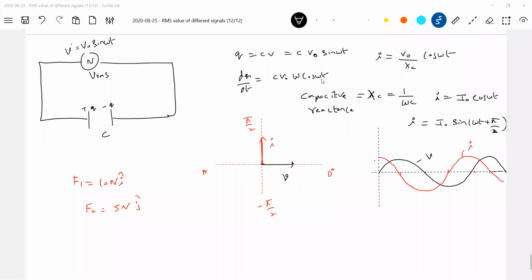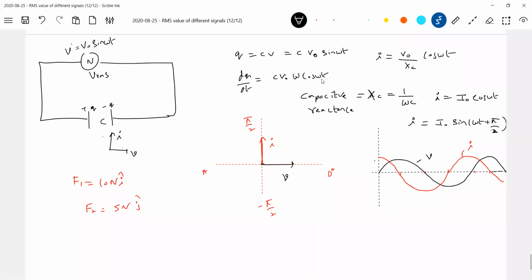So shall I put here, current leads the voltage. So we just show across the capacitor like this. This is the voltage, 0 phase we have taken. What about the current? The current will be like this here.